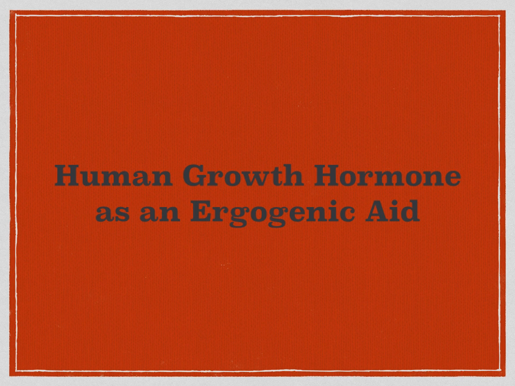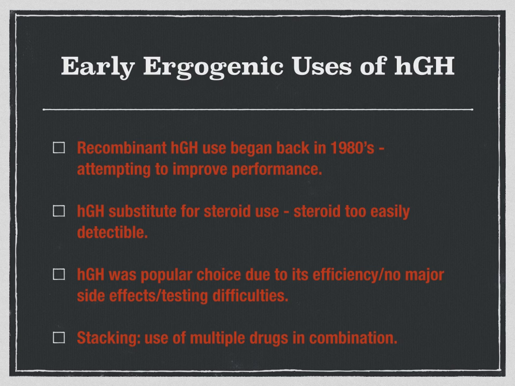Human growth hormone as an ergogenic aid. The early ergogenic uses of hGH, using recombinant human growth hormone, began back in the early 1980s in an attempt to enhance performance. As the testing got more efficient for anabolic steroids, athletes were looking for an alternative drug for which there was no drug testing. The choice became human growth hormone due to its efficiency, without major side effects, and the difficulties it caused with sporting association testing.